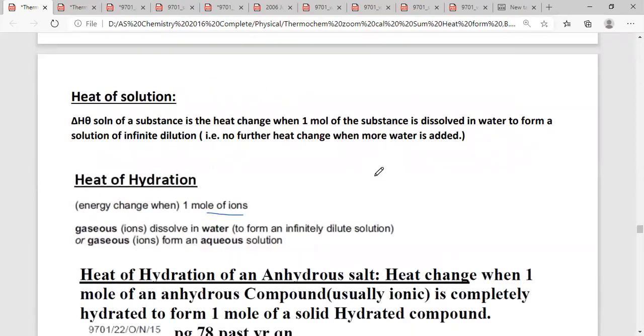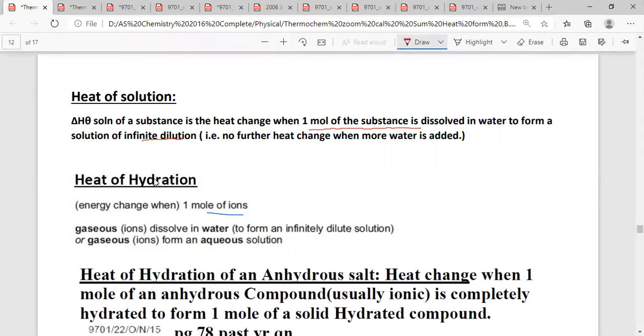Now this one here is the AS method. Heat of solution: you can see here the heat change for a substance, the heat change when 1 mole of the substance is dissolved to infinite dilution. Let's say, for example, which I'm going to give you afterwards, magnesium sulfate. It exists in two forms. One is, of course, anhydrous. Anhydrous means no water of crystallization, plus aq, that means a lot of water.